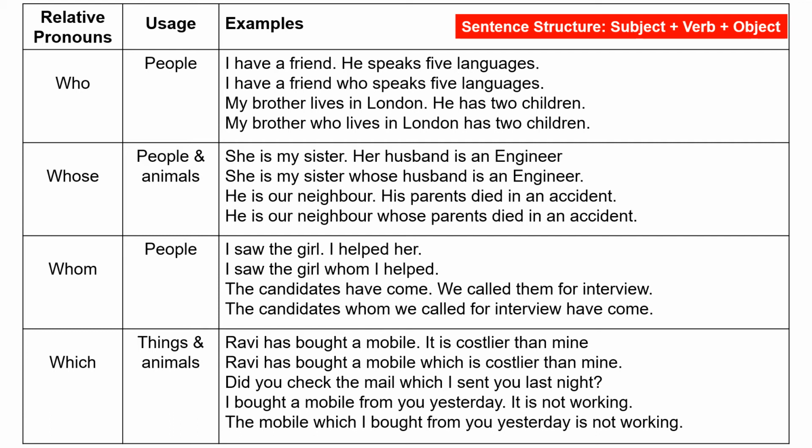Next, I bought a mobile from you yesterday, it is not working. I am complaining to the shopkeeper, the mobile which I bought from him yesterday is not working. So, I am going to connect these two sentences with the help of which. The mobile. I am talking about that particular mobile, so I use the. The mobile which I bought from you. The mobile which I bought from you yesterday is not working.